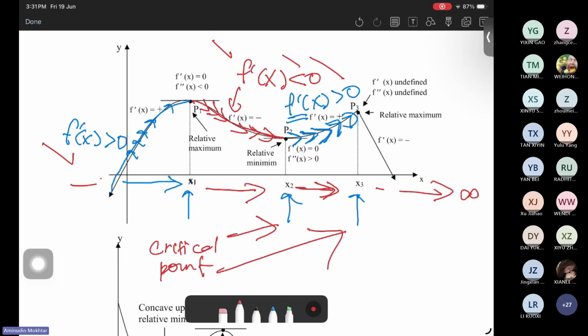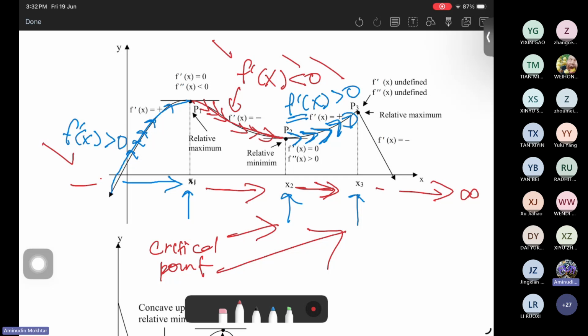Before the critical point, the slope is positive. After the critical point, the slope value is negative. There is a change in the value of the slope of the tangent line. But our focus is just before and after this critical point. So for this example, we assume that x1, x2, x3 are critical points, but our focus is more on x1 and x2.